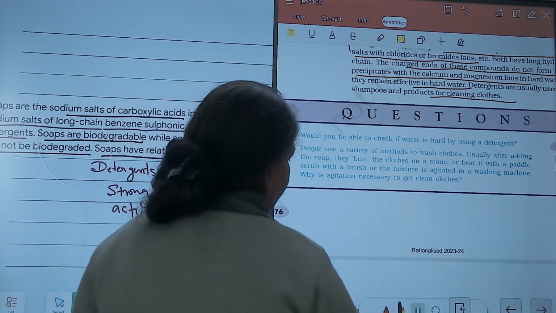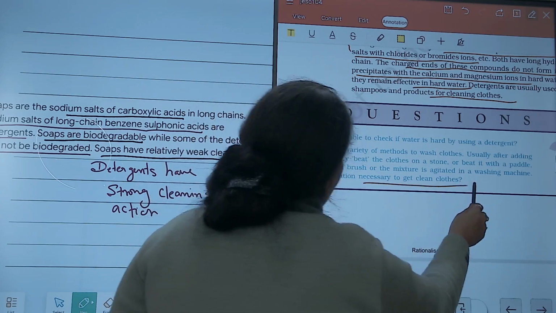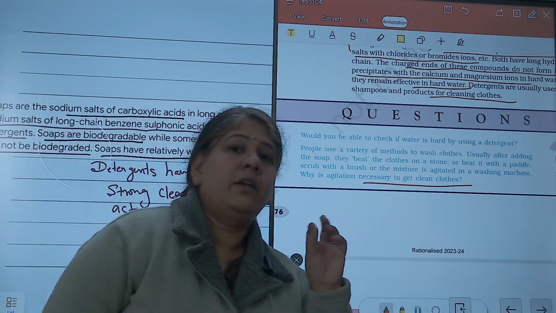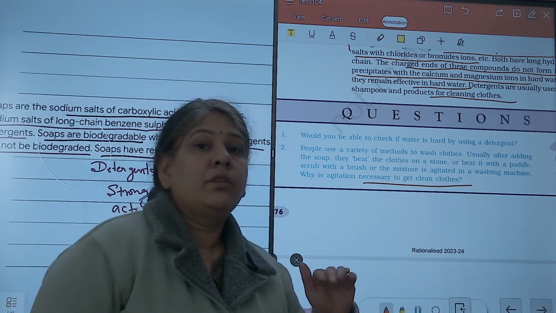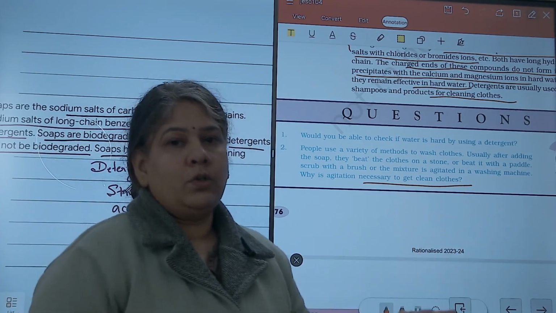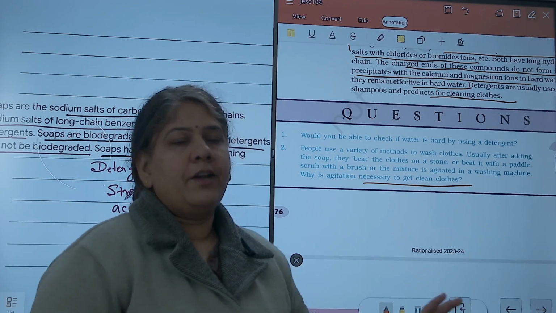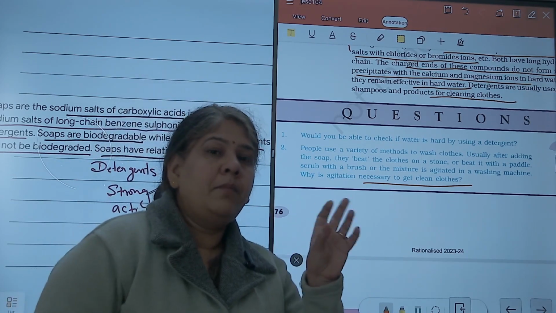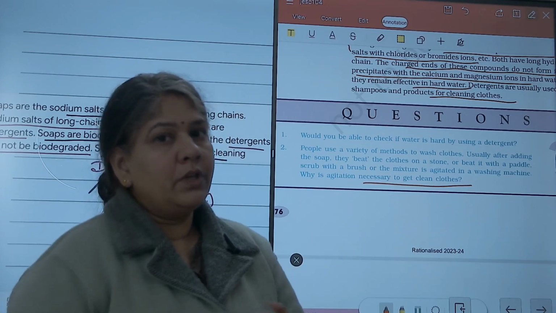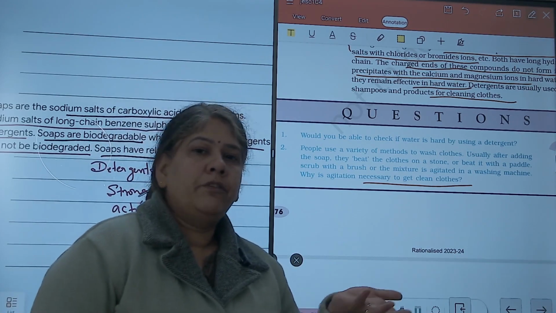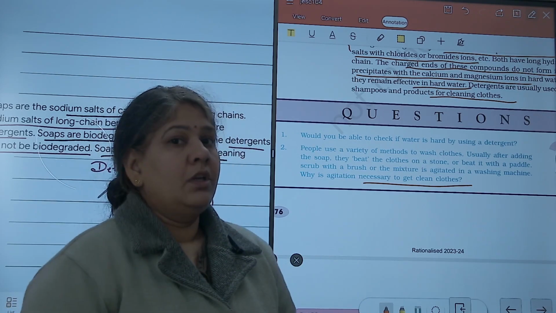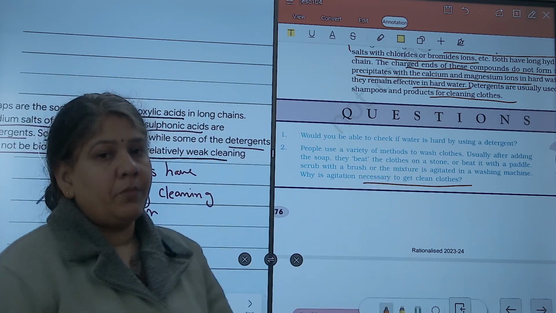Why is agitation necessary to clean clothes? This is necessary because the micelle that is attached to dirt needs to be removed from the cloth. So by giving a little friction or by scrubbing it, we remove the micelle particle which is holding on to dirt. So from the cloth surface, it will come into the water. Hence, the cleaning action is performed.